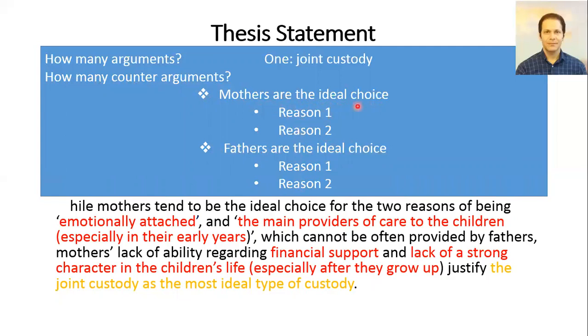Now, mothers are the ideal choice. Reason number one, because they are emotionally attached. And reason number two, because they are the main providers of care to the children, especially when they are very young. Fathers are the ideal choice because number one, they are the main financial supporter. And number two, because they present a strong character in the children's life.